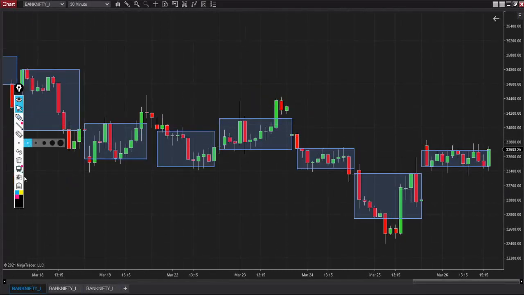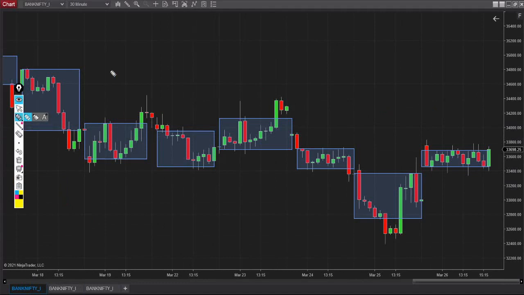All the boxes which I have marked here are every single day's value area. This is a 30-minute time frame chart. Every single day's value area I have marked in a box.